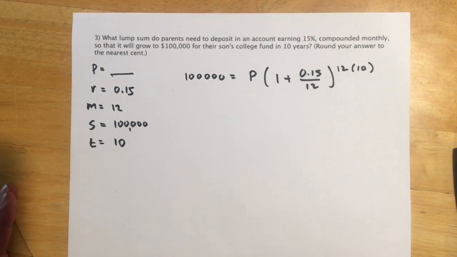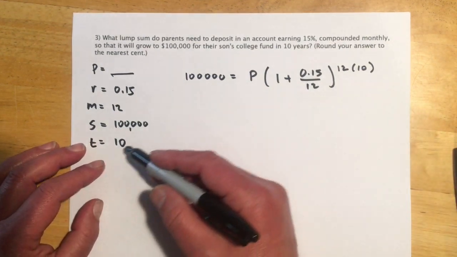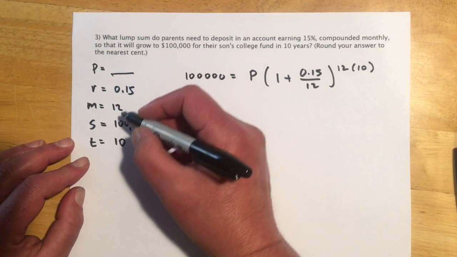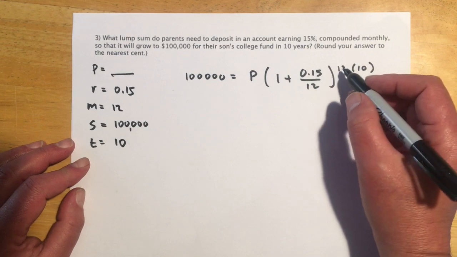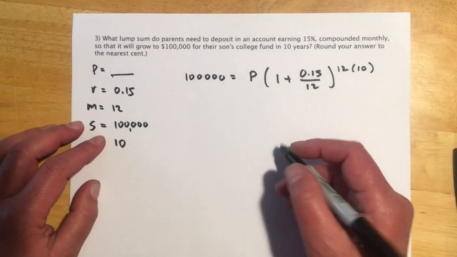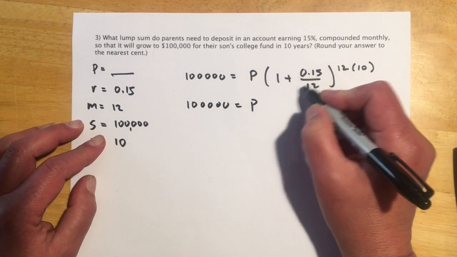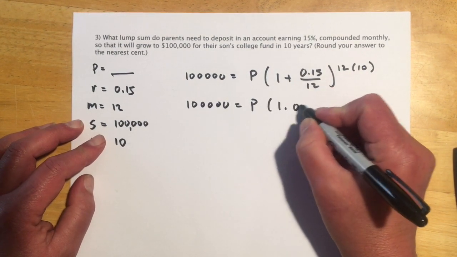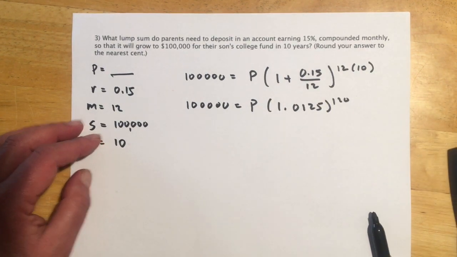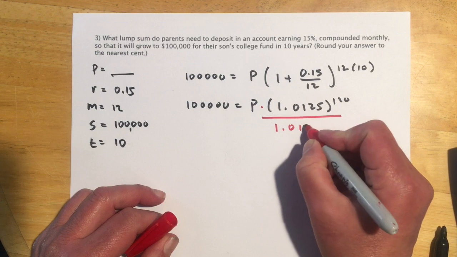So I think I'll set this one up using the other version of the formula, just to show it's the exact same thing. So if I had found down here, if I had found I, I would have gone R over M, which is just right here. And if I had found N, that would have been M times T right there. So you can use either version that you like. So from here, I threw all that in a calculator, and I got 1.0125 to the 120. And then I just divided all that over because it's multiplying the P. So just doing division.